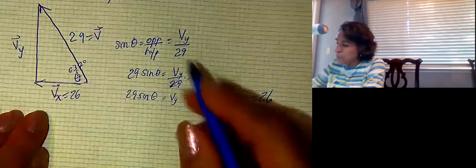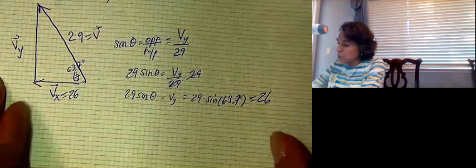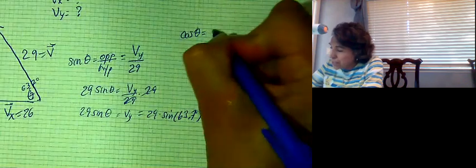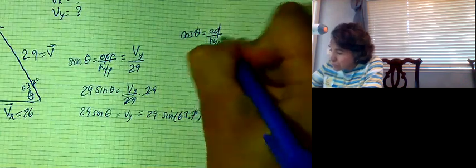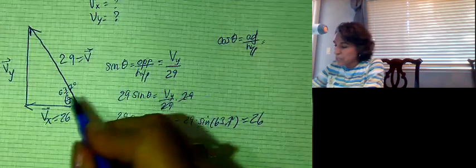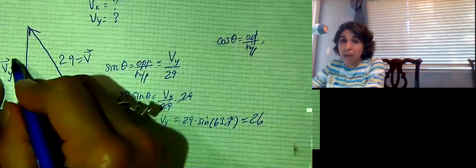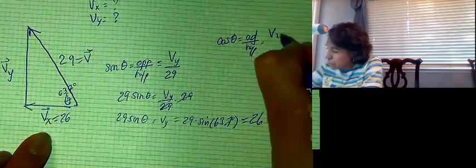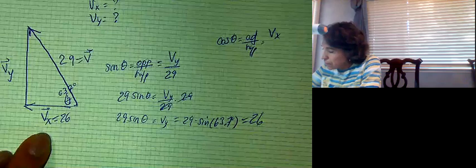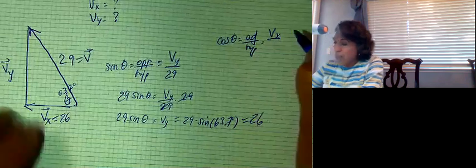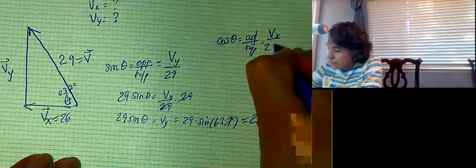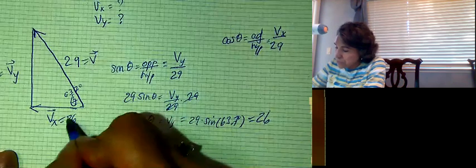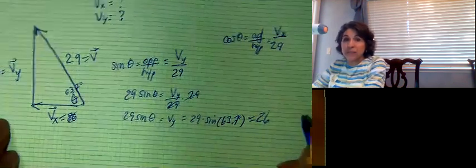So we did the sine of this angle. Let's do the cosine. The cosine of theta is adjacent over hypotenuse. So who's my adjacent here? Opposite is this guy, Vy. Adjacent must be this guy, which is Vx. Vx over your hypotenuse, which is 29. Yeah, I see you guys, I labeled this wrong. This guy here is 26, not this one. We don't know what this one is yet. This one is 26.